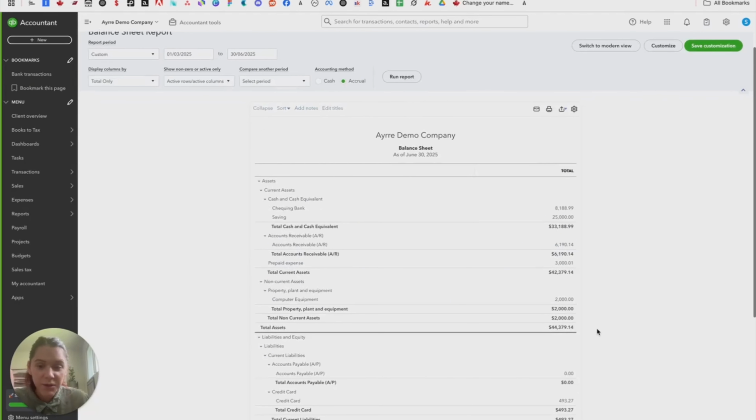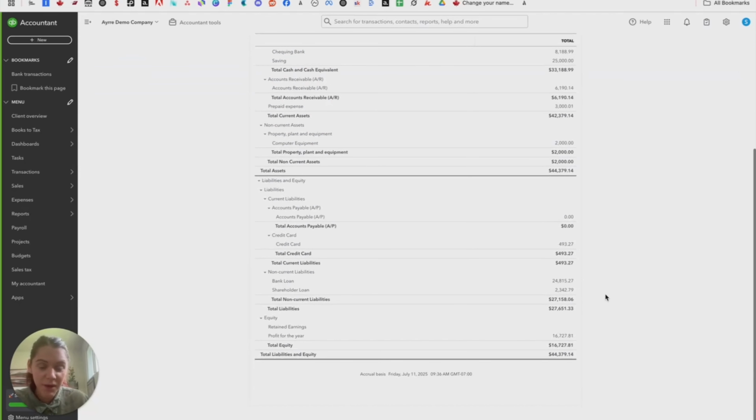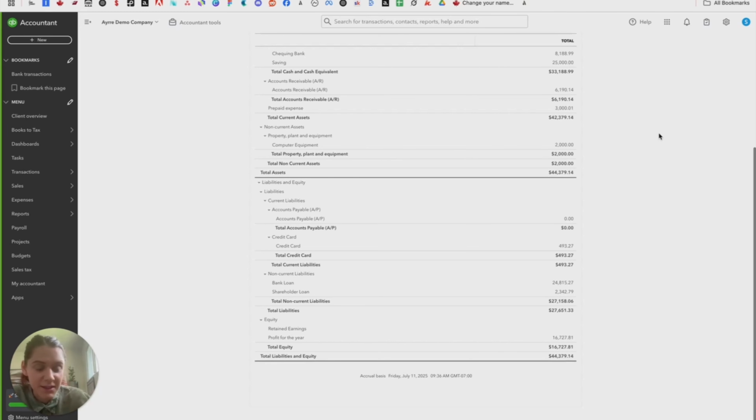and my equity. And as you can see, there's obviously an even more detailed breakdown of these accounts. You have things like current assets and property, plant, and equipment. You can get a lot more specific, but the main ones, assets, liabilities, and equity. And we can see that the assets in this example are $44,379. And if we go to the bottom, our total liabilities and equity are the same. So it's balancing.